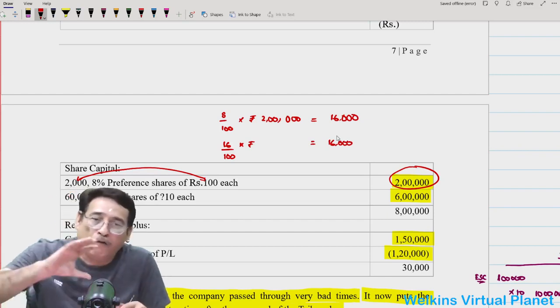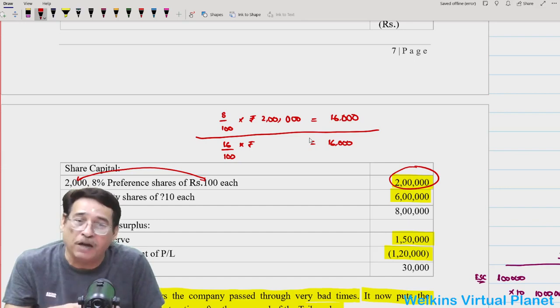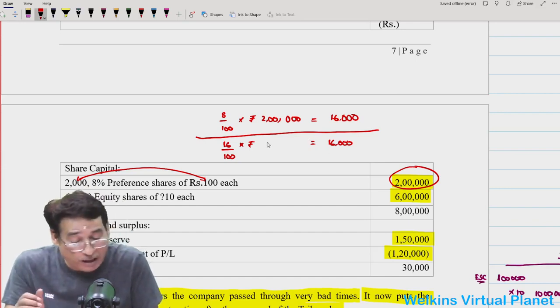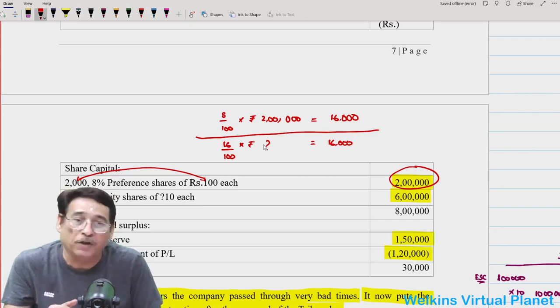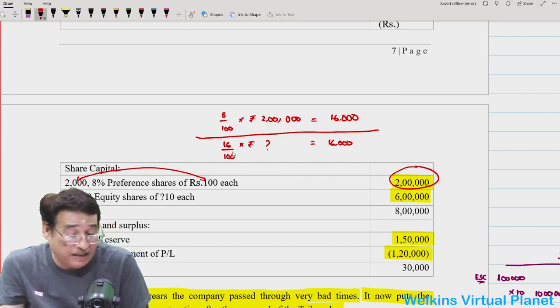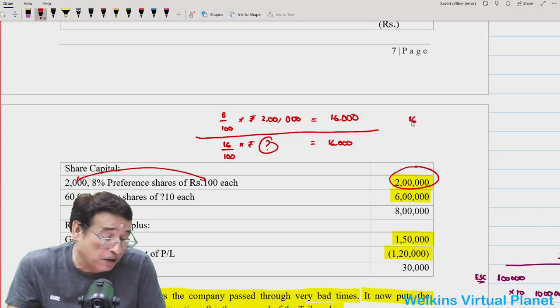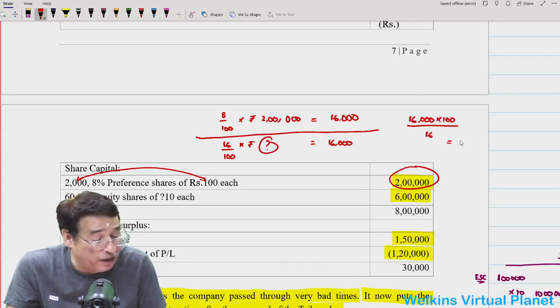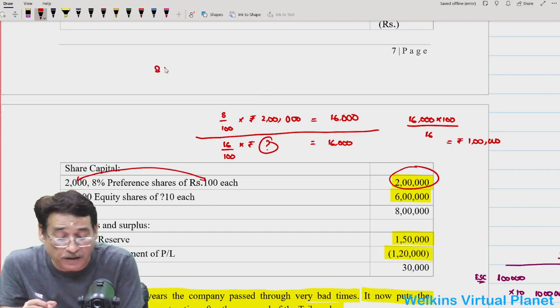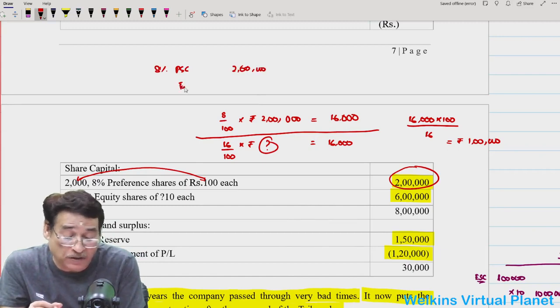This is the proposal. We will issue you now 16% preference share capital. And the dividend which you will get on the preference share capital, which we do not know at this moment, will be equal to 16,000. Now, I can say 16% of what is equal to 16,000. So I can find it out. 16,000 into 100, I will divide it by 16. So it will give me the figure of 1 lakh. That means against 8% preference share capital, which is 2 lakh, this company will offer 16% preference share capital of 1 lakh only.